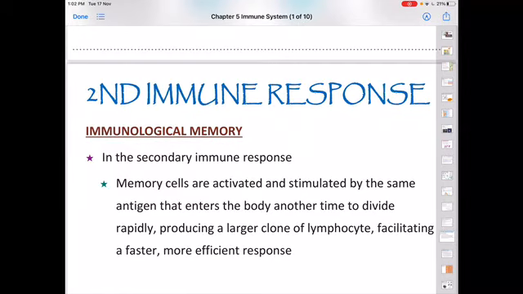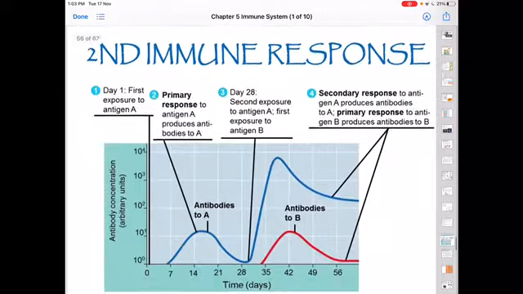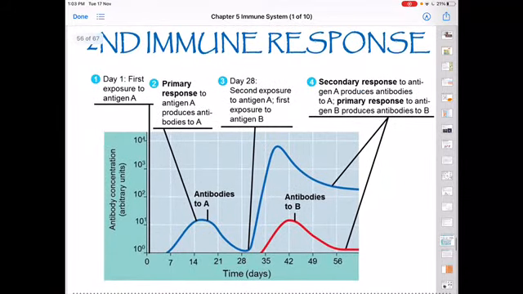Okay, the second immune response, which involves immunological memory. The memory cells are activated and stimulated by the same antigen that enters the body another time to divide rapidly, producing a larger clone of lymphocytes, facilitating a faster and more efficient response. So that is the function of memory cells for both B cell and T cell. This is about the second immune response, when our body already has the memory of that particular pathogen.